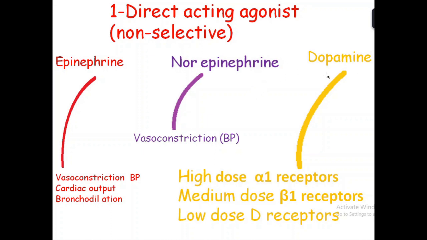Now let's talk about dopamine. So dopamine is somewhat special in that it not only stimulates alpha and beta receptors but also dopamine receptors, and it stimulates them in a dose dependent manner. You can see here at low dose, that is at low therapeutic dose, dopamine acts on dopamine receptor only. Then as dose increases, it also activates cardiac beta 1, and finally at even higher doses it additionally activates alpha 1 receptors.